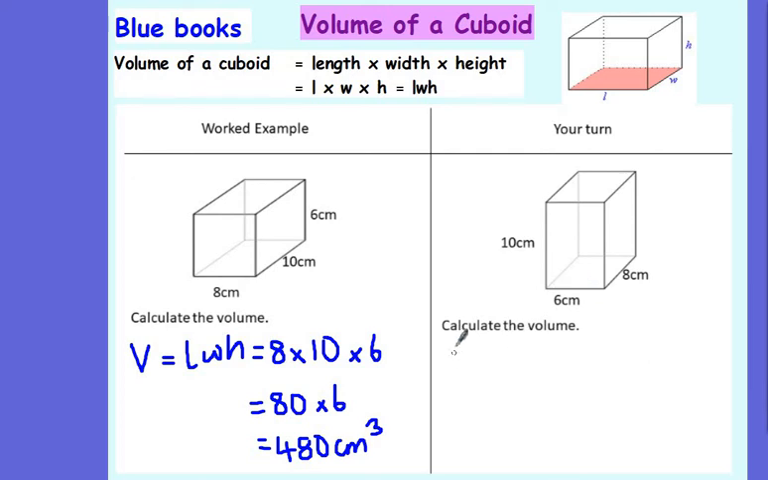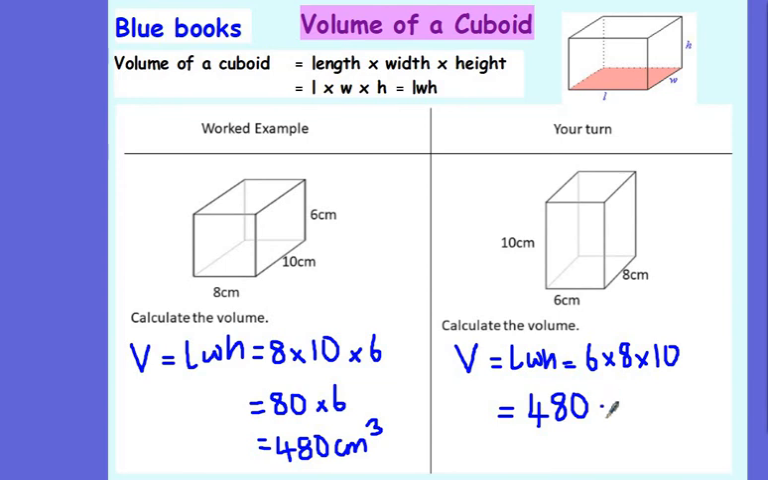Right, let's go through the answer. Volume, length times width times height. In this case, we've got 6 times 8 times 10, which you should have worked out is exactly the same as our previous one. All I've done is tilted my cuboid so it's up on its end. So again, 480 centimetres cubed.